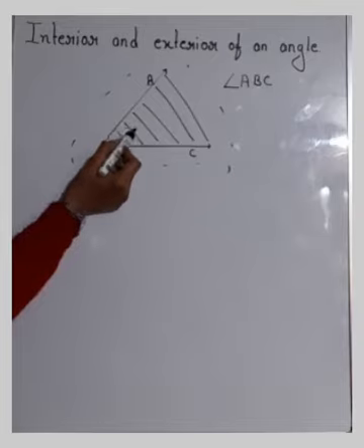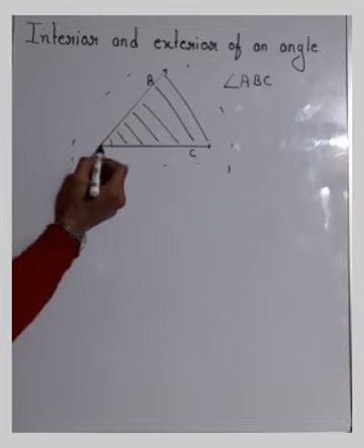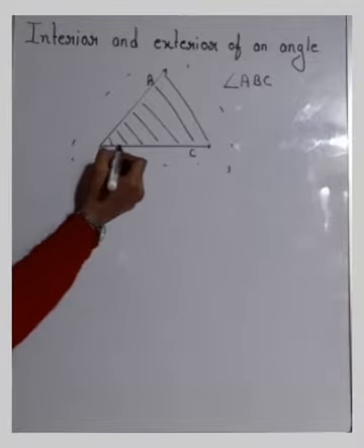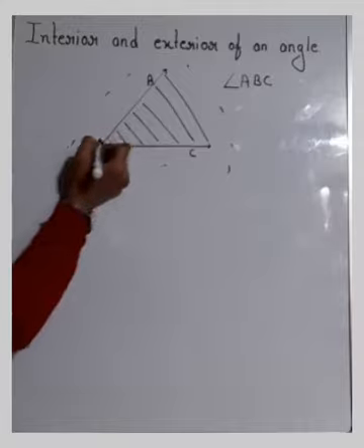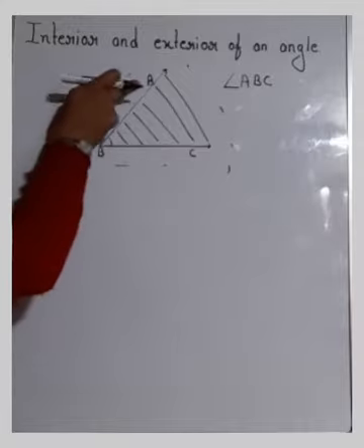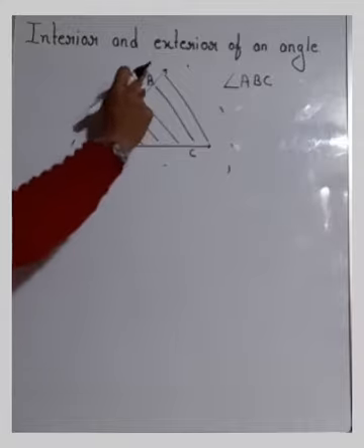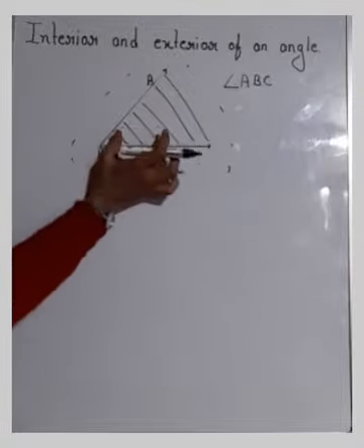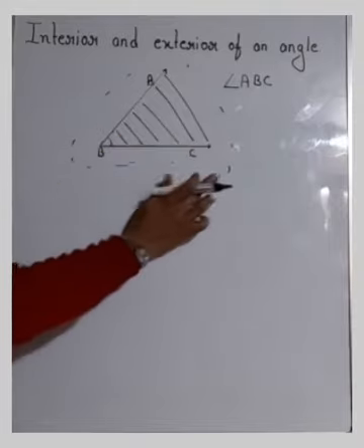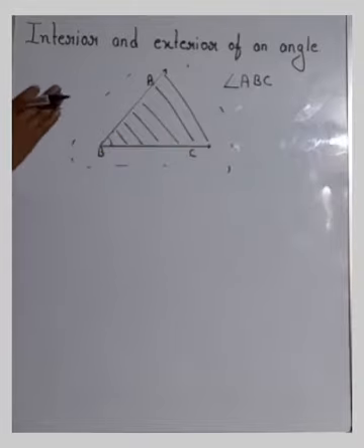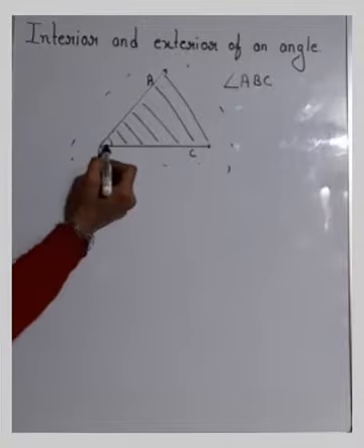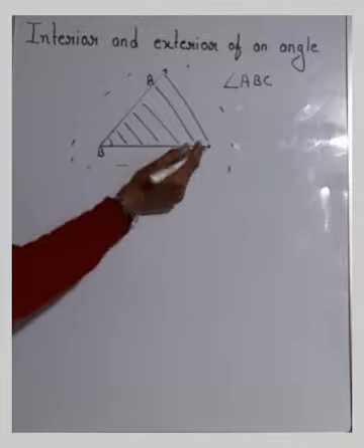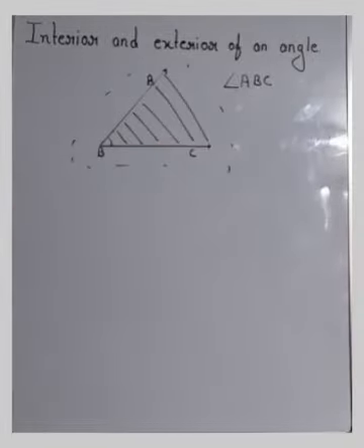I told you that this is the interior, this is the exterior, but you can see that we have two arms, that is BC and BA. Now there are some points which lie on the arms BC and BA. So these points are said to lie on the boundary of angle ABC. Clear? This is the interior, the portion which lies inside the angle. This is the exterior, the portion which lies outside the angle. And if the points lie on the arm BC or BA, then they are said to lie on the boundary of angle ABC. Clear?